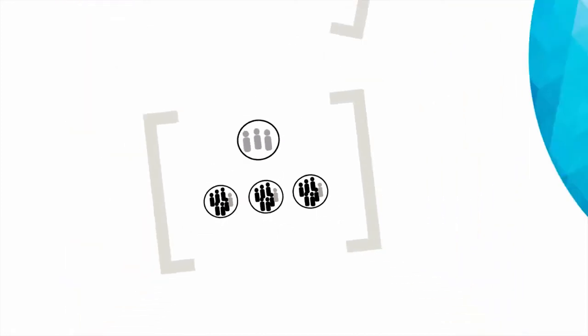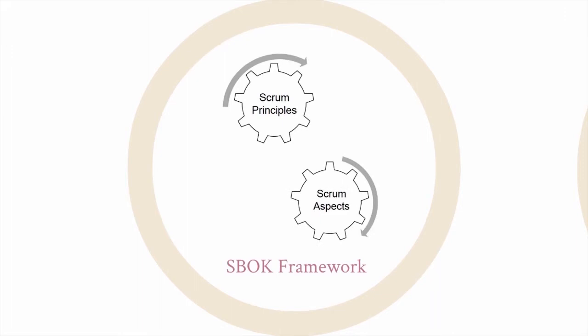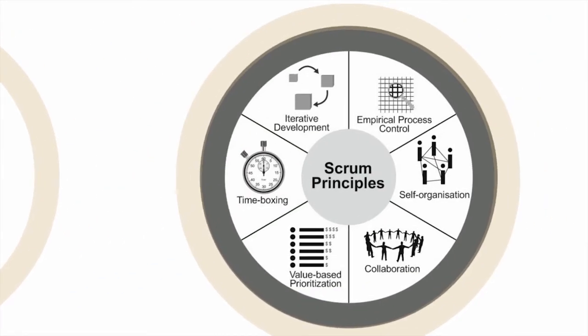Now that we have pretty much summed up the Scrum Body of Knowledge in general, let's quickly run through an overview of A Guide to the SBOK chapters. The first chapter describes the purpose and framework of A Guide to the SBOK and provides an introduction to the key concepts of Scrum. It also contains the summary of Scrum principles, Scrum aspects, and Scrum processes. The second chapter expands on the 6 Scrum principles, the foundation on which the Scrum framework is based.